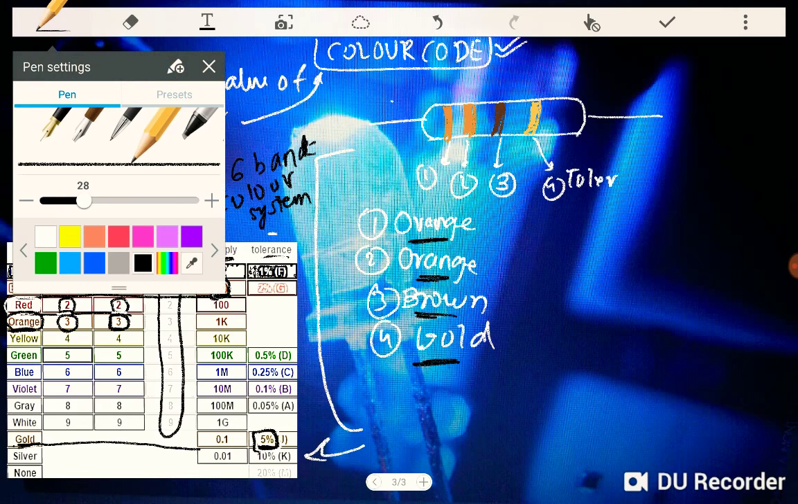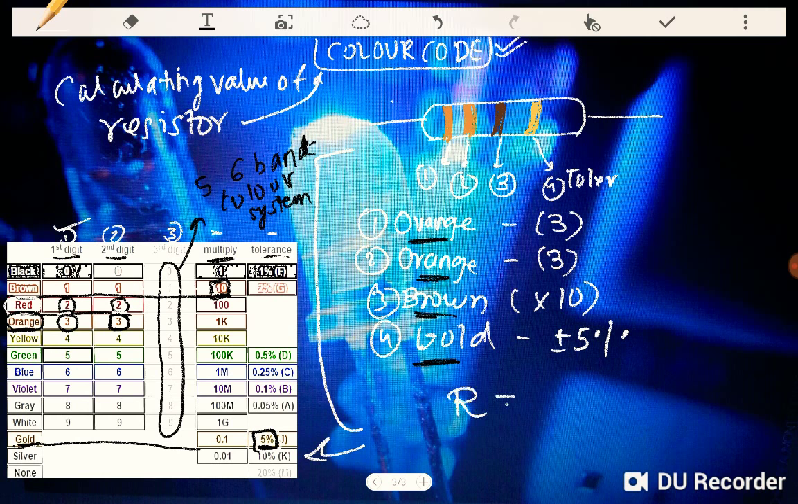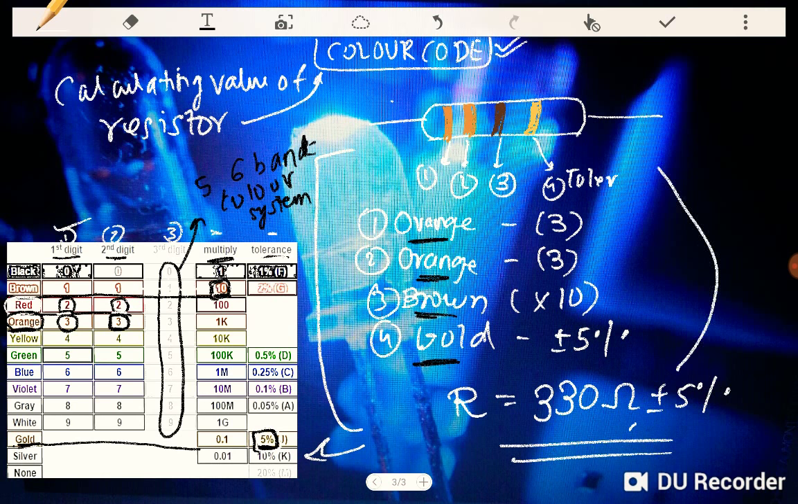Alright, so what will you write in the end here? This gives you the value 3, this gives you the value 3, this gives you the multiplication factor 10, and this gives you the tolerance plus minus 5%. So what's your answer in the end? Any guesses? Yes. Now you're becoming a champion in it, isn't it? 330 ohm plus minus 5%. That's the value of this resistor.